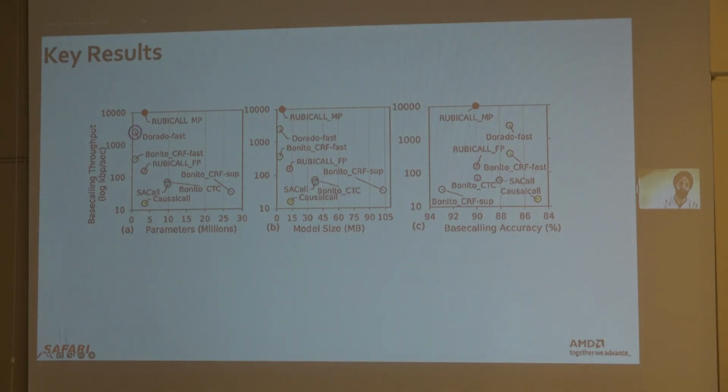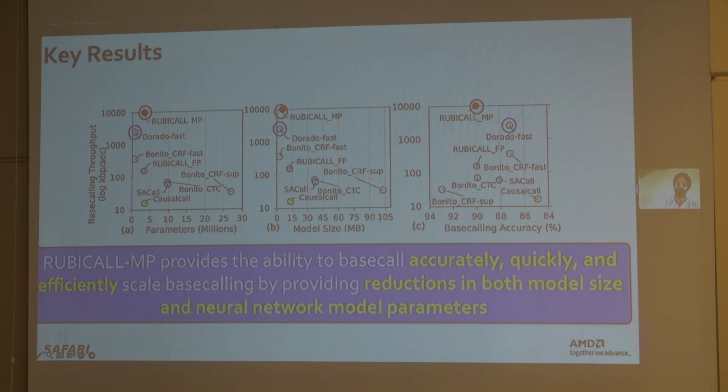And if you see for the parameters, Dorado Fast has the lowest amount of parameters, but still it gives lower accuracy and lower throughput. This is because RUBICALL MP is using really lower precision than what Dorado can do. It's providing way higher performance. And we see a similar trend for the model size. However, if we compare the accuracy, as I mentioned before, we are getting 2.9% higher accuracy with RUBICALL. So RUBICALL provides the ability to basecall accurately, quickly, and efficiently. So it can easily lead to a reduction in model size and neural network model parameters.